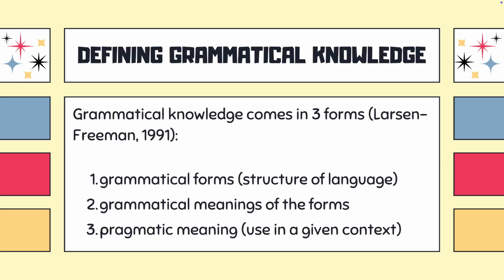Okay, so in terms of what is grammatical knowledge, it can come in three forms. Okay, the first is the grammatical form. That is the actual structure of language. Those are the rules that you learn in class, or maybe the syntax. Okay. The second is the grammatical meanings of the forms. Okay. And then the third is the pragmatic meaning. That is the use in a given context. Okay. So how to use the grammar appropriately based on who you're talking to, what speech function you're trying to do, where you are, the time, things like that.